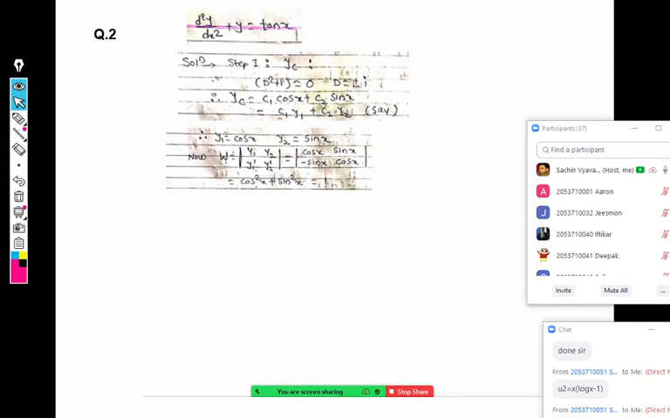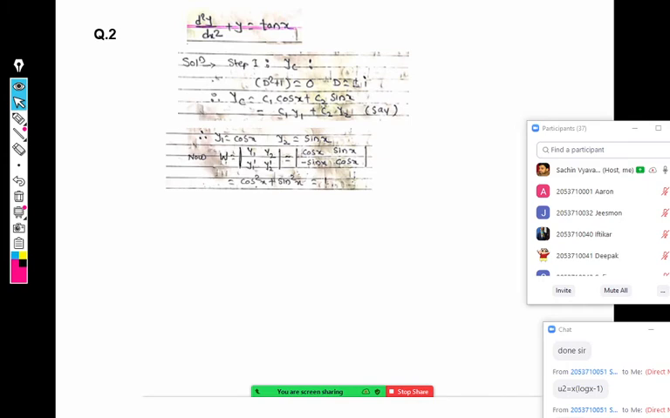Anyone completed the value of u1 or u2? u1 is cos x. I think not correct. The formula for u1 is the integral of minus y2 f(x). So minus y2 means minus sin x into tan x divided by W, which is 1. So minus sin x tan x.